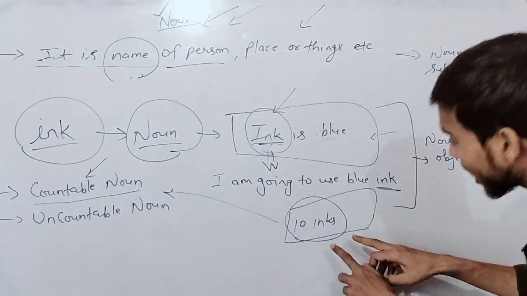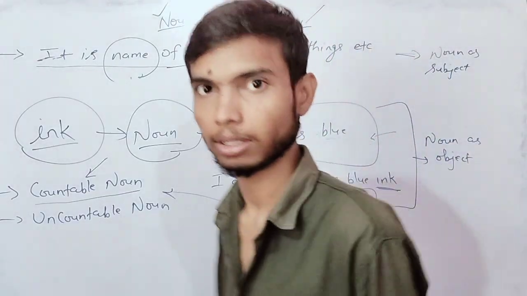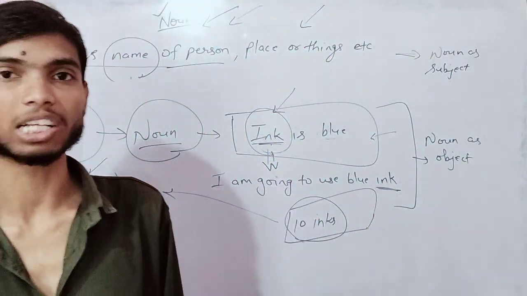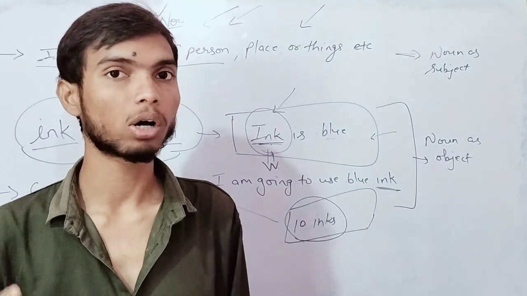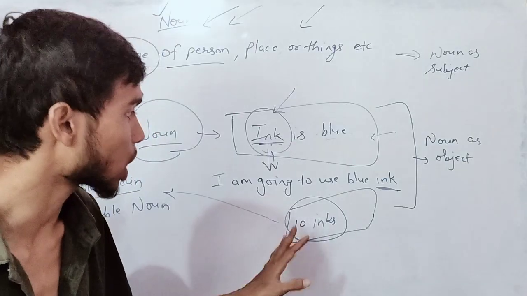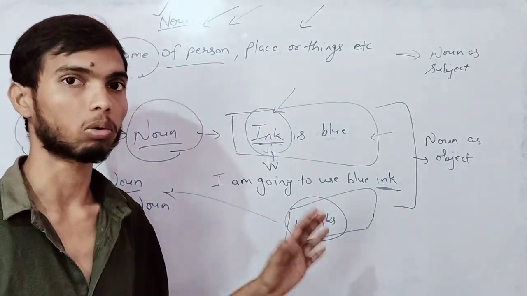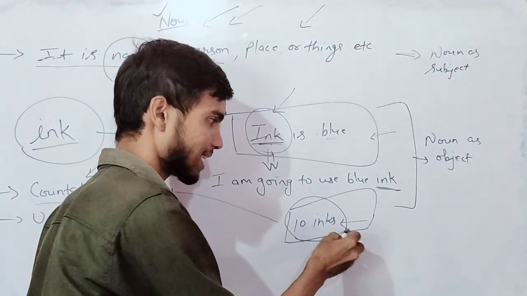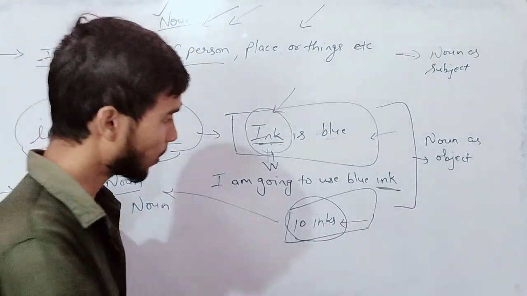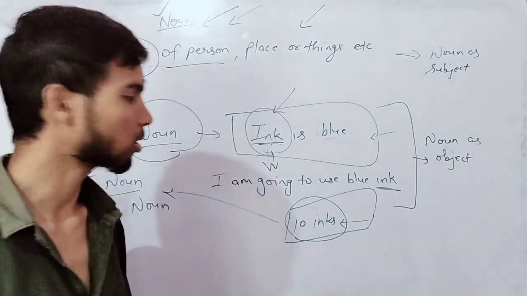Here you can see we can count 10 inks, 1 2 3 4 5, like that. We are able to count the number of 10 inks. That's why we can say this is a countable thing. This is a countable noun. Here, as you know, ink is a noun, but here 10 is making it plural, not singular.